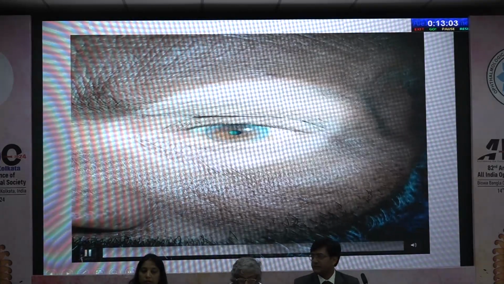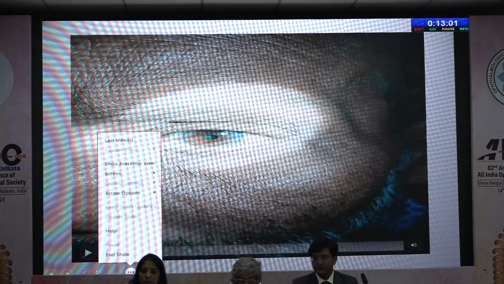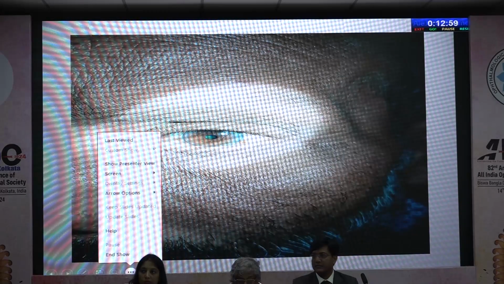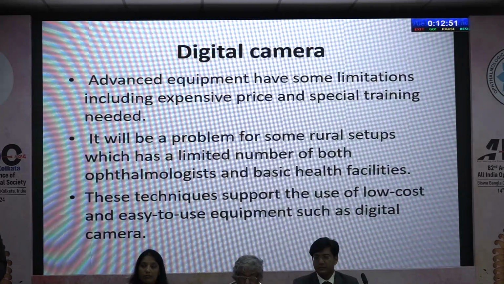when we observe this video, we can clearly observe that this patient is suffering from immature cataract. There is clear cortex, so the eclipse sign, that is iris shadow, is forming over the nucleus. In the next slide, I am talking about digital camera.